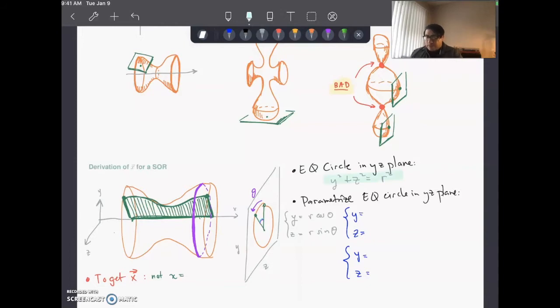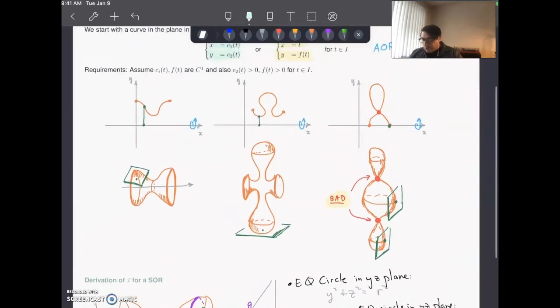But we're in the yz plane, so it should look like y squared plus z squared equals r squared. Okay, we all know that. Then if we parametrize it, we can write this as y is equal to r cosine theta and z is r sine theta.